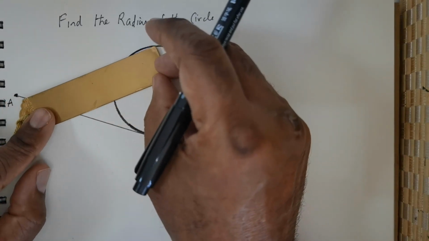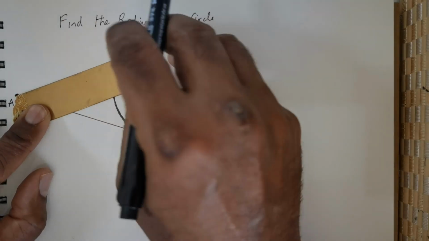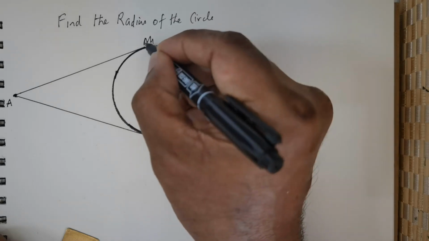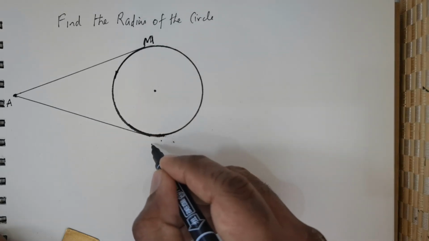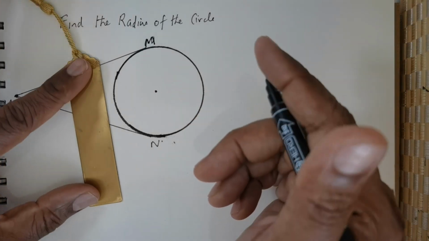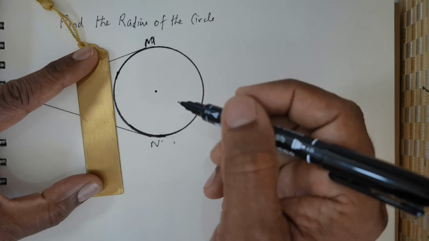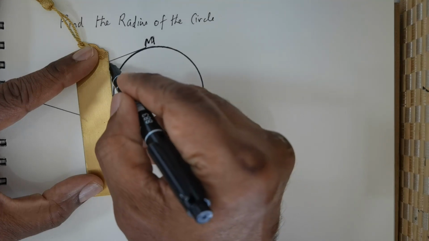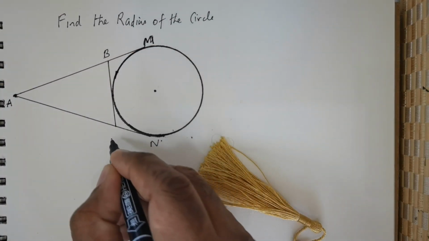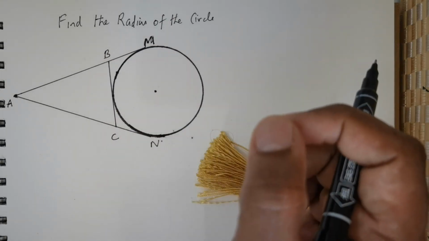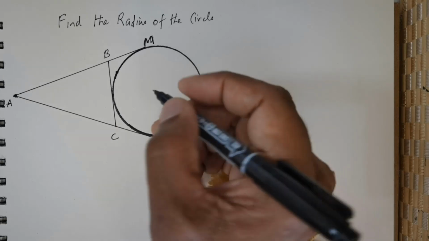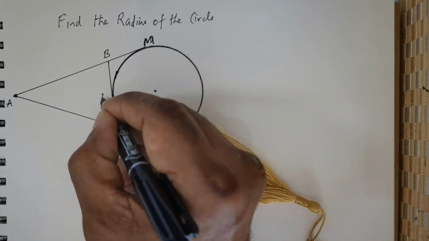Now, I'm going to name this point as M and this point as N. So this is the point of contact, this is the point of contact. Fine. Now, there is another important line that is actually hitting the circle. It is actually a tangent, and let us name this line as BC. So there is a point of contact here, and you actually have a tangent at M, tangent at N, and tangent at this particular point, say P. You can just name this point as P.